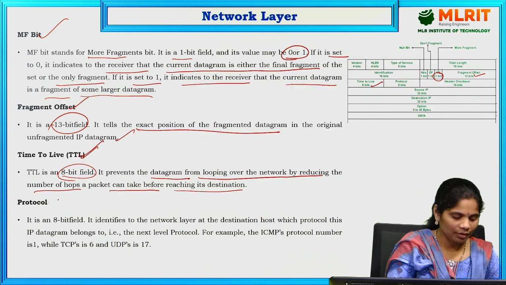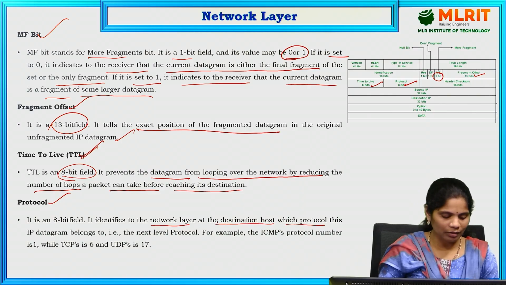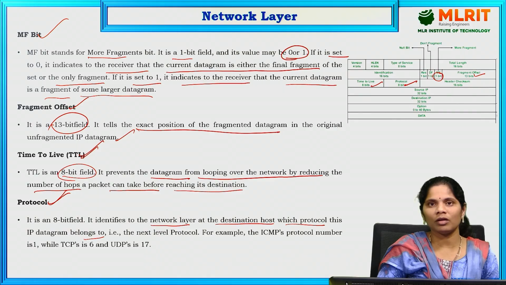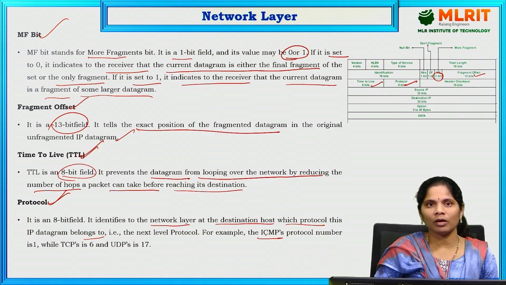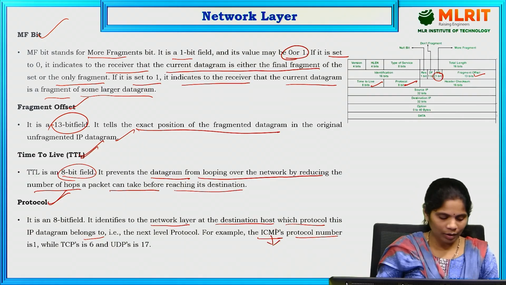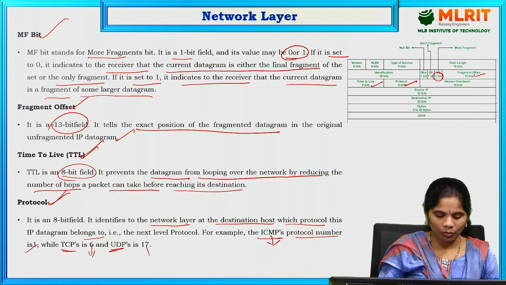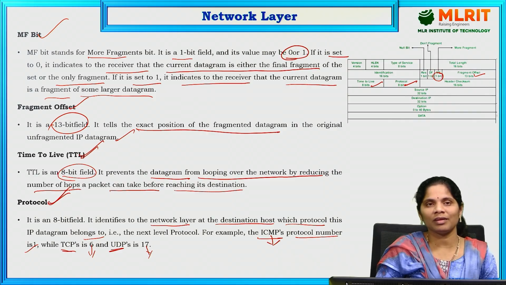The next one is the protocol. Protocol is 8 bits. It tells the network layer at the destination host which protocol is going to be used to reach that particular destination. ICMP, Internet Control Message Protocol, has protocol number 1. If you use TCP, the protocol number is 6. If you use UDP, the protocol number is 17. Like that, it indicates which protocol is used for the packet.